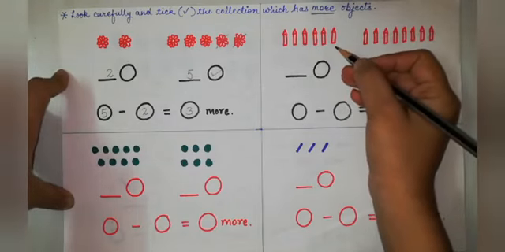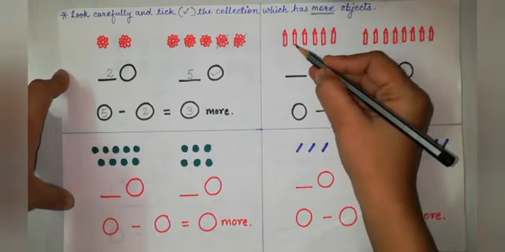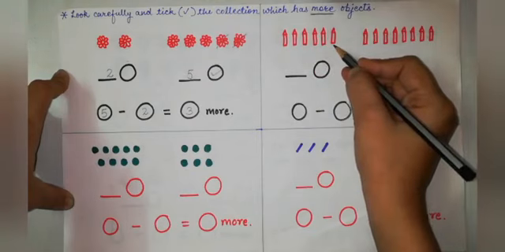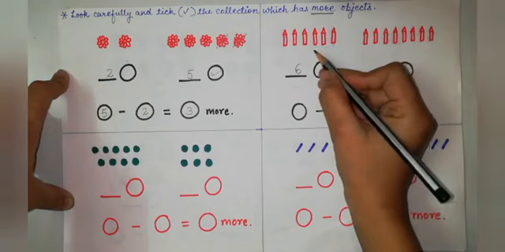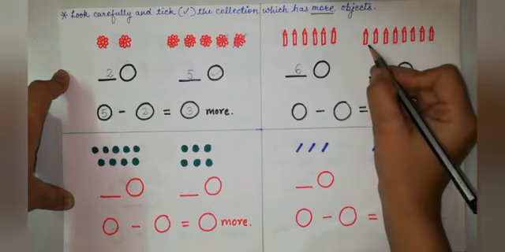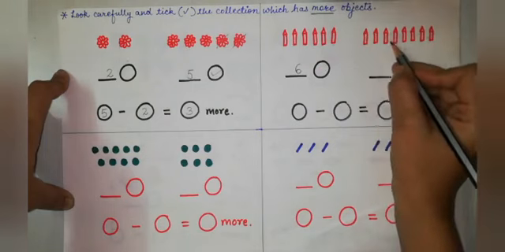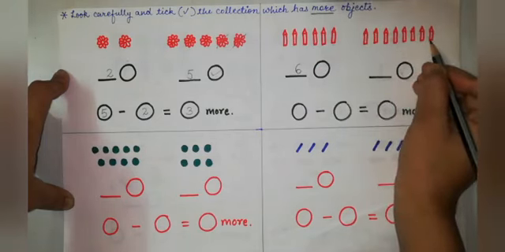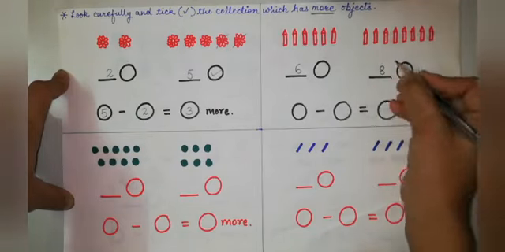Here we have pencils. So let's count it first. 1, 2, 3, 4, 5, 6. How many pencils are there? 6. 6 pencils are there on the left side. Now let's count the pencils of right side. 1, 2, 3, 4, 5, 6, 7, 8. How many pencils are there children? 8. So here we will write 8.